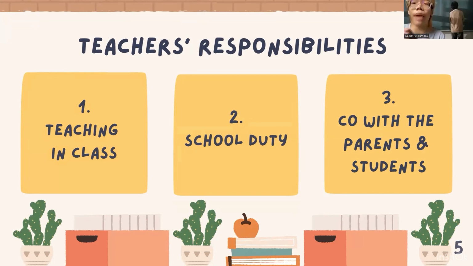And the next one is school duty. It's divided into different parts of the school, such as school gate duty or canteen duty. And it also depends on what department you are assigned to. For example, if you are assigned to elementary school, you need to teach every subject to your students. But if you are in high school, you can just teach the one subject that you graduated in. Moreover, some duties you have to do on the weekend too. And the last is that you need to communicate with the parents and students. And it's also called being a homeroom teacher.